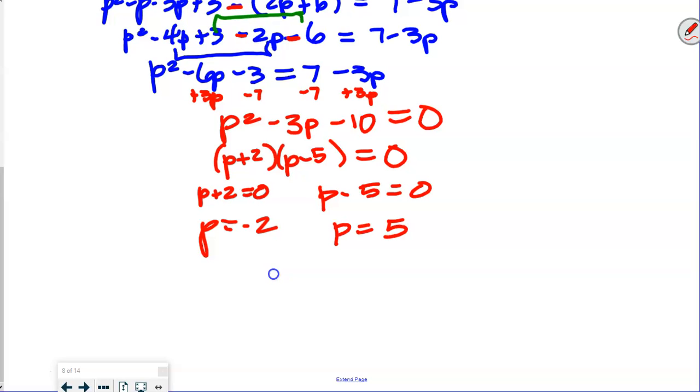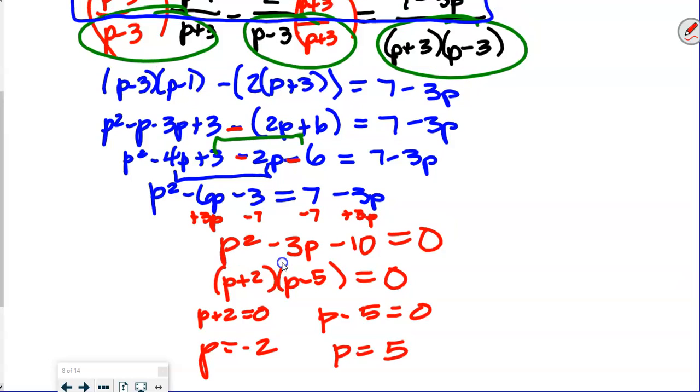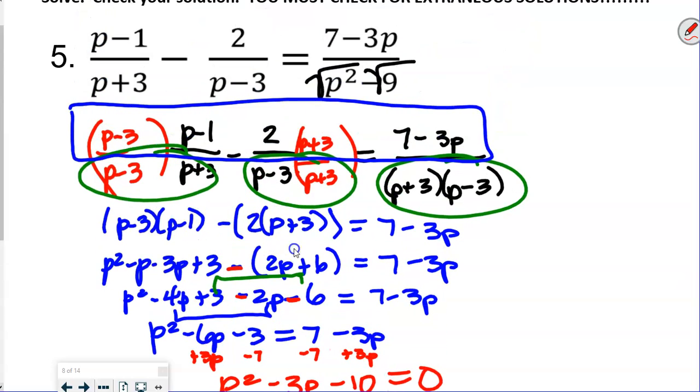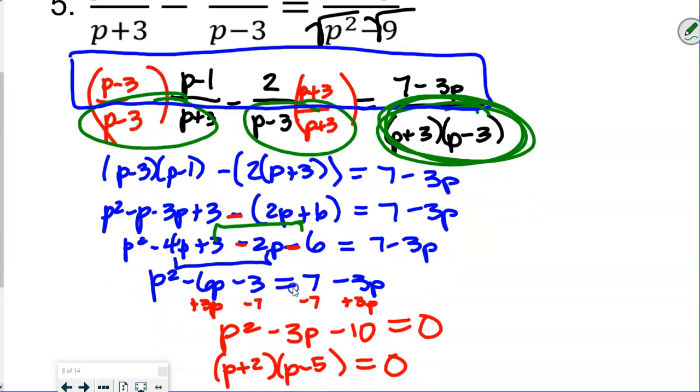Now, we're going to go back up here at the top, and we're going to see if either one of these were excluded values. Well, when we look at our common denominator, that's what's going to determine. So where's our common denominator? It's over here in green. Y'all see this common denominator right here? Those are the two things that we're going to see, those are going to be our excluded values, okay?